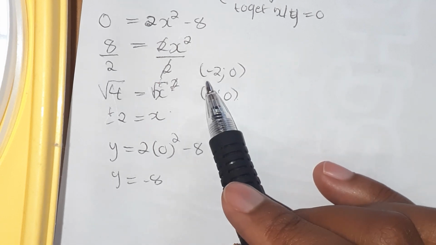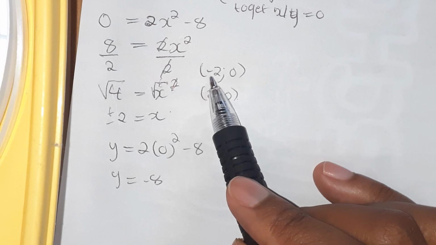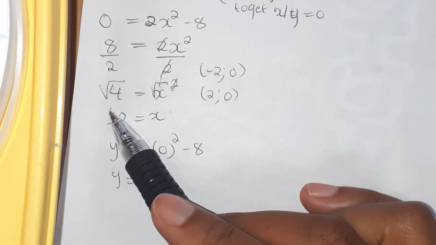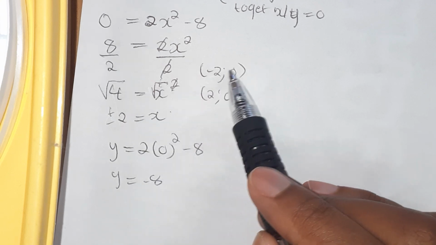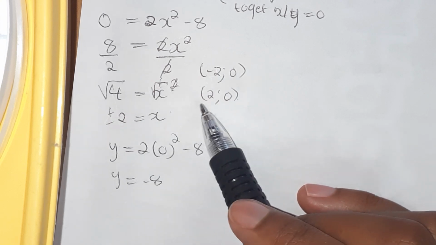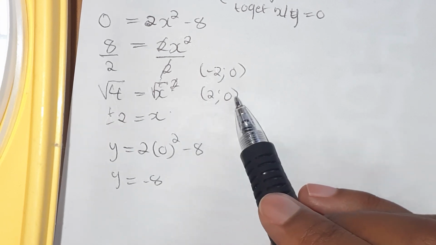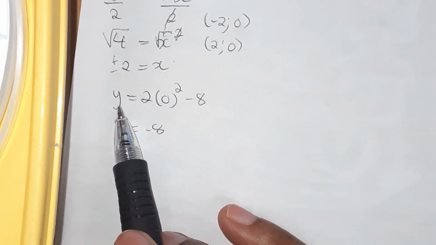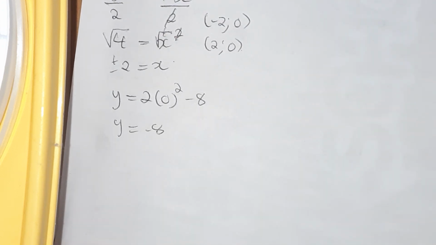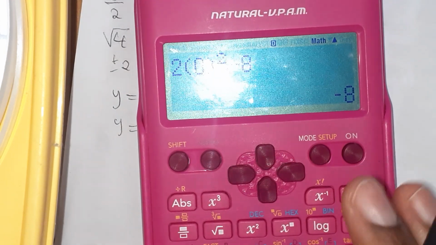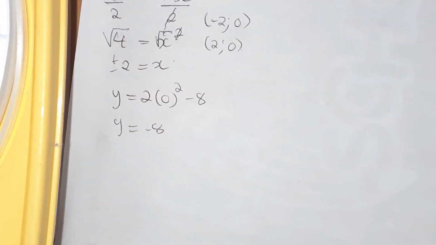We need a negative x value and a positive x value. I'll show you how we'll use them on the graph. So it is negative 2 and 0, when you say minus, it is equal to minus 2. When you say plus, it will be a positive 2 and a 0, right? And then to find y, we make x 0. You just put this inside your calculator like this, and you will get negative 8.